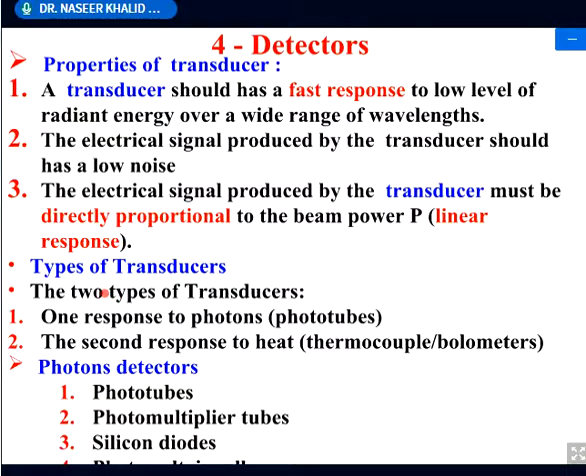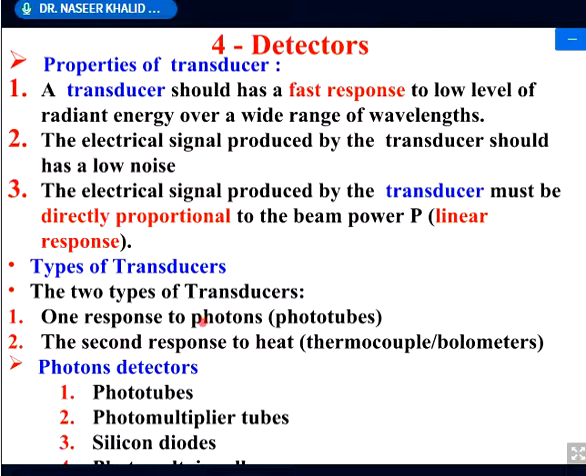Now, there are different types of transducers which are being used in the UV visible. Two types, mainly two types. The one responds to the photon, that is phototubes. And the second responds to heat, that is the thermocouple. If the heat or temperature is greater or lesser, it is being measured by means of a thermocouple or bolometer.